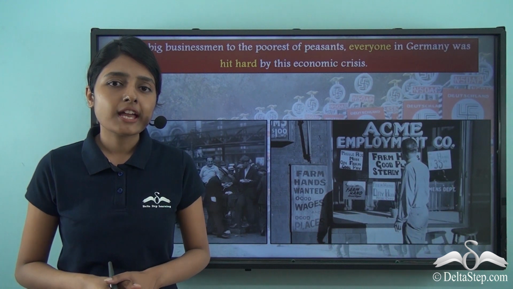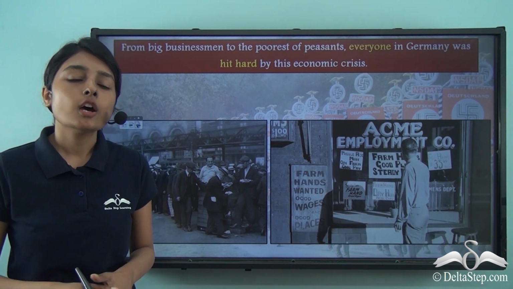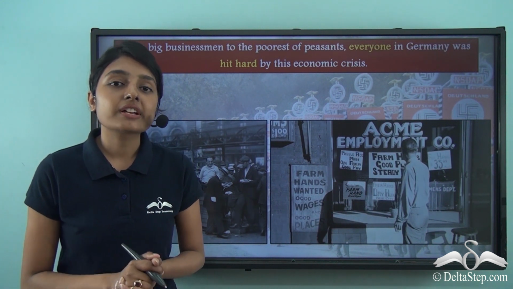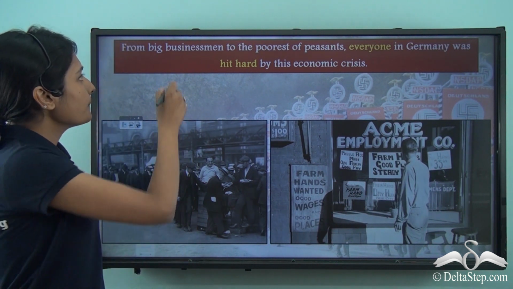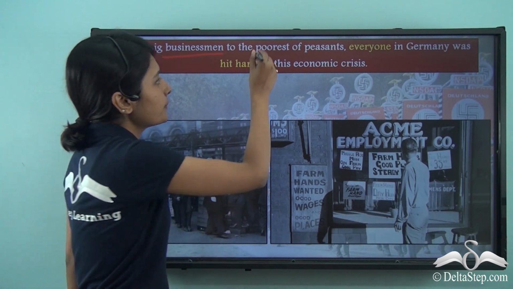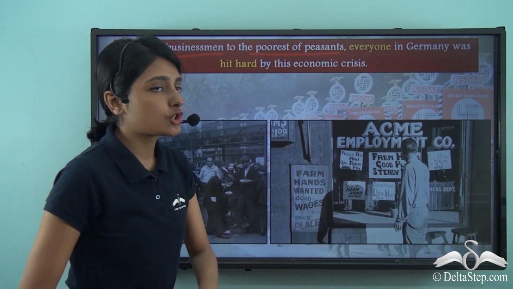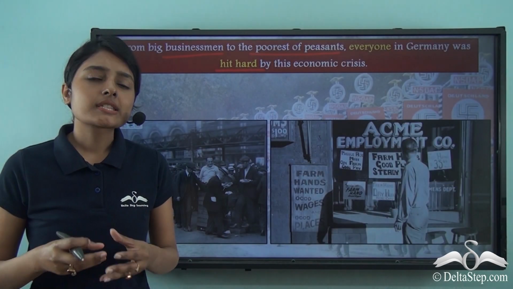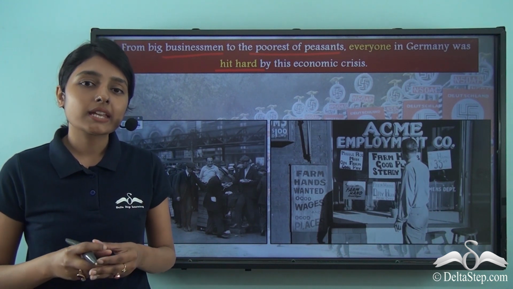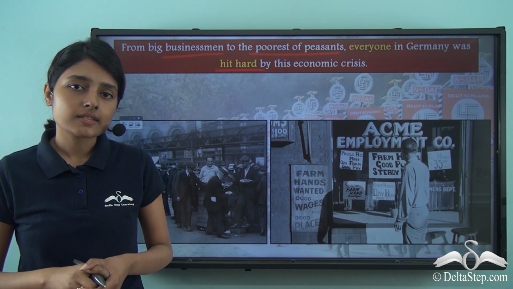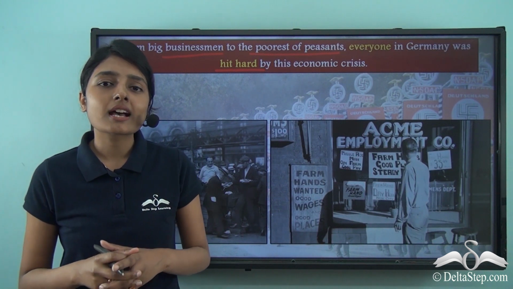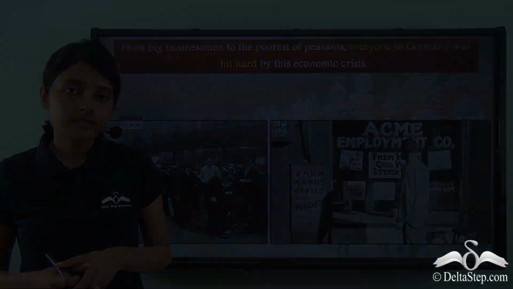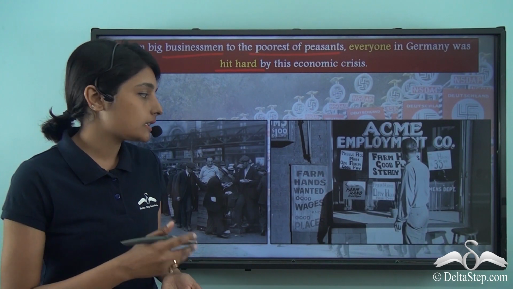A point that we have been harping upon all along is that all the sections of the German society were affected by the effects of the Great Depression. From big businessmen to even the poorest of peasants, everyone in Germany was hit hard by the economic crisis. Now some organized workers were able to save up something for themselves, but those savings also did not last for long. Most people had lost their employment and they did not even have anything to earn a living.